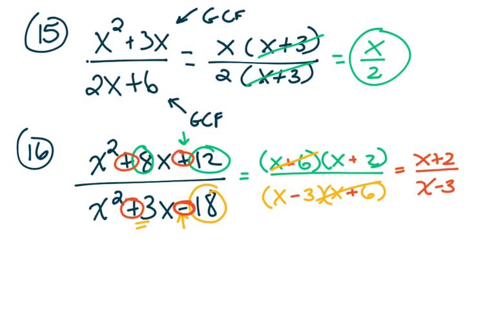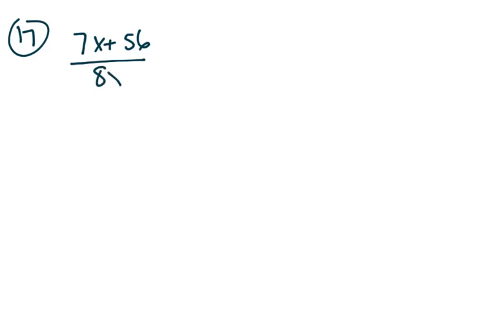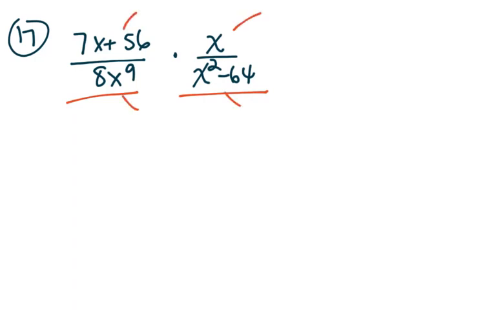Okay, another example still with rational expressions. Number 17: 7x plus 56 all over 8x to the 9th, times x all over x squared minus 64. Now why this is different than the previous 2 questions is that you're not just given one fraction, but you're given 2. But you still have to factor all of them if you can.